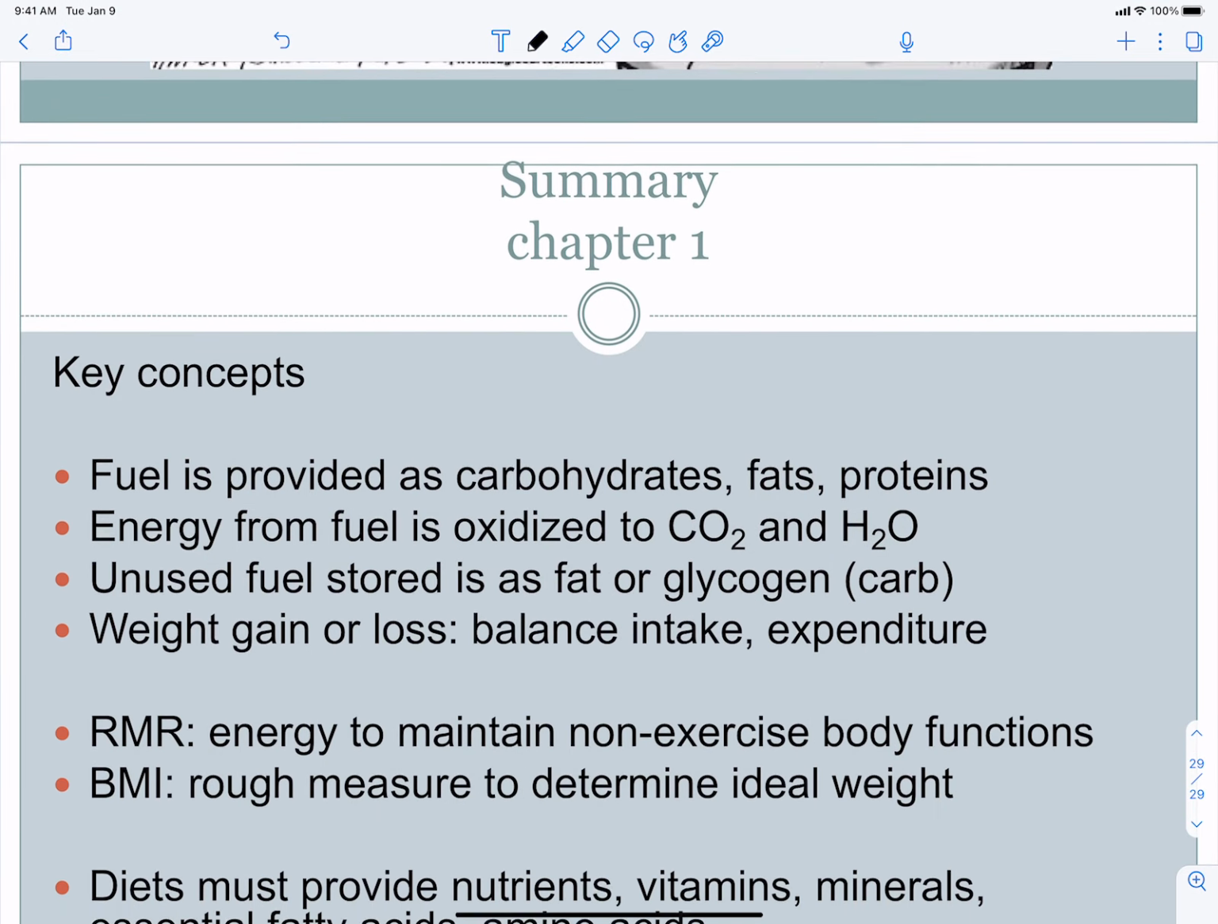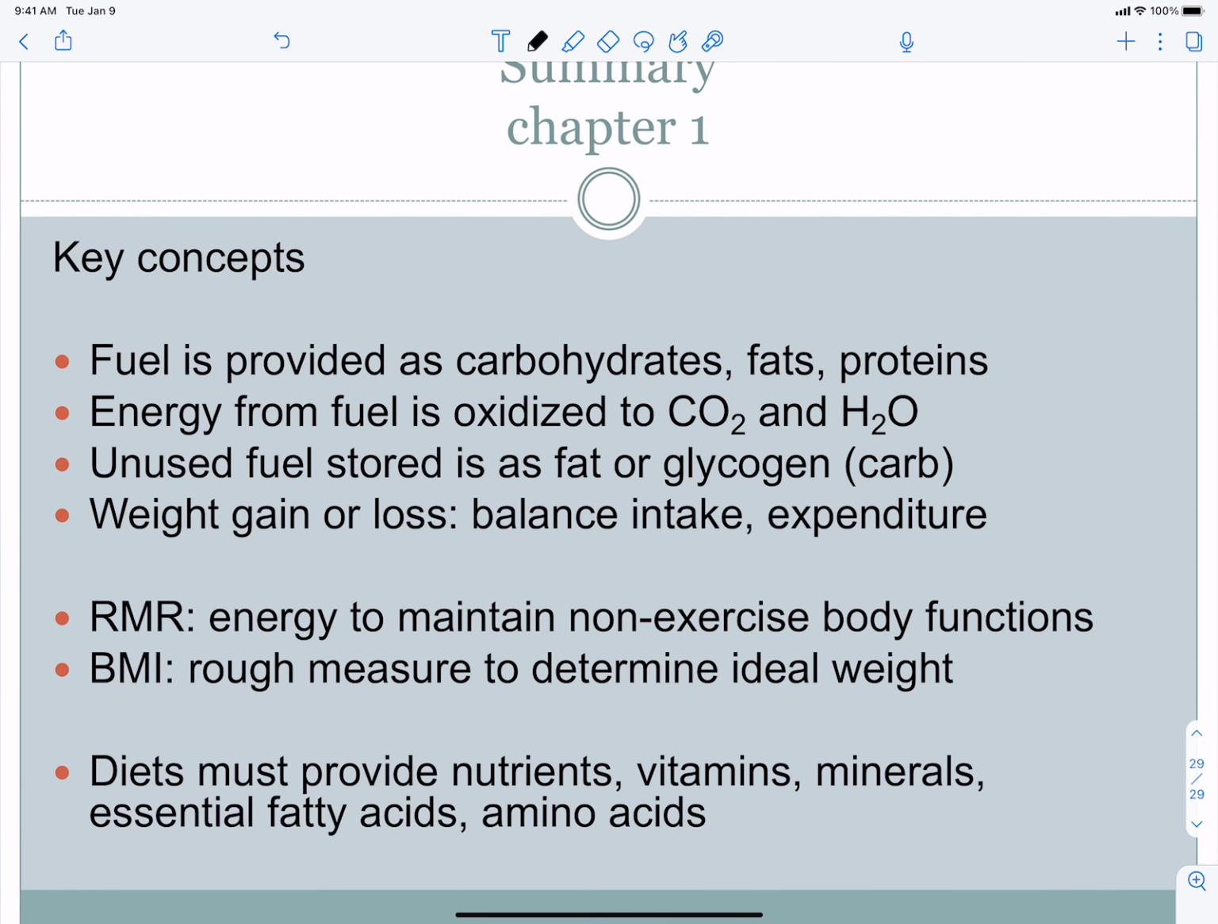And so in general, that is just the introduction to our different fuels and to our resting metabolic rate as well as body mass index. And so just keep in mind that with diets, you have to provide all the nutrients: essential amino acids, essential fatty acids, necessary vitamins, and necessary minerals. And so keep that all in mind as you try to develop your own eating habits.